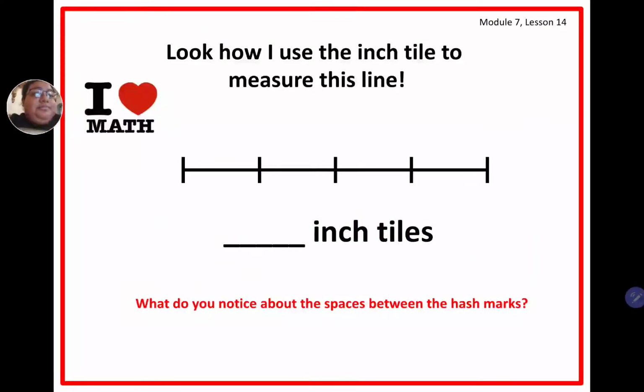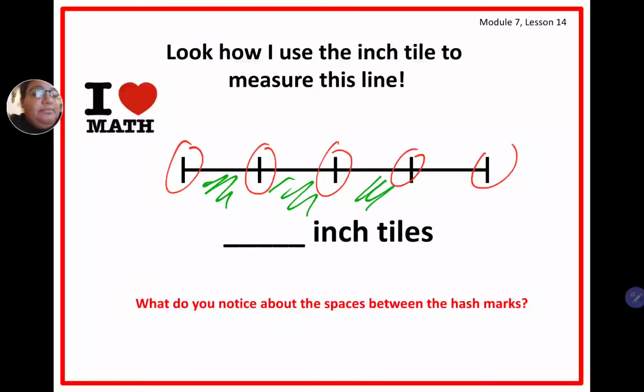Now, here it is all nice and clean. I'm going to measure this line. And it's the same one, guys, just in case. Do I count the lines, or do I count the inside? The inside, right? So this is 1, 2, 3, 4. So this measures 4-inch tiles. You could also do jumps. 1, 2, 3, 4. 4. Okay?